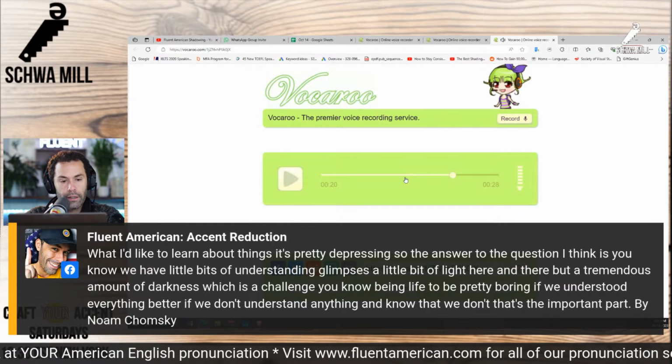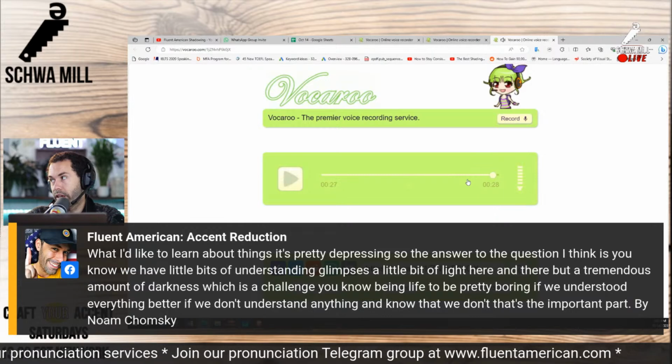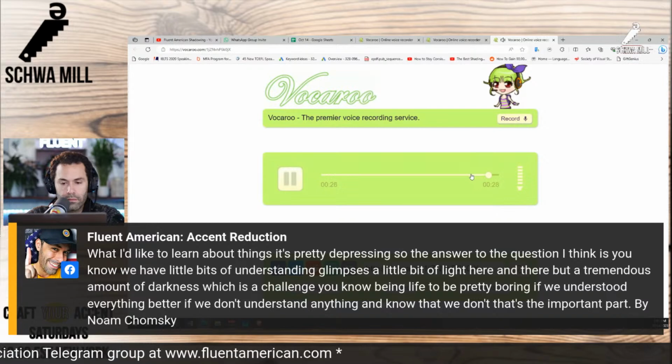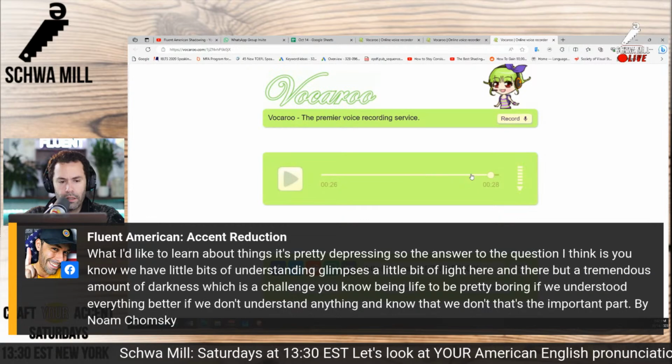Okay, in general, that's okay. "If we understood everything better, if we don't understand anything and know that we don't..." Okay, this last part, again, is getting a little bit flat. "If we don't understand anything and know that we don't support anything." That part is just, again, a little bit too flat.